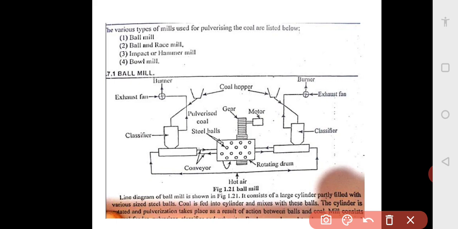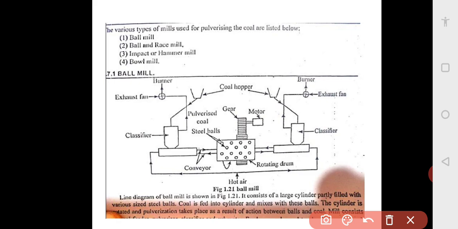Again this pulverized coal goes back to the classifier, and here the air is supplied. You can see the hot air is supplied from the bottom. It comes to the classifier, and the pulverized coal is taken by the classifier and sent to the burner. So this is how, in the classifier, due to the hot air only the pulverized coal will be sent to the burner, and the bigger particles will be sent back to the drum itself. So the diagram is shown.